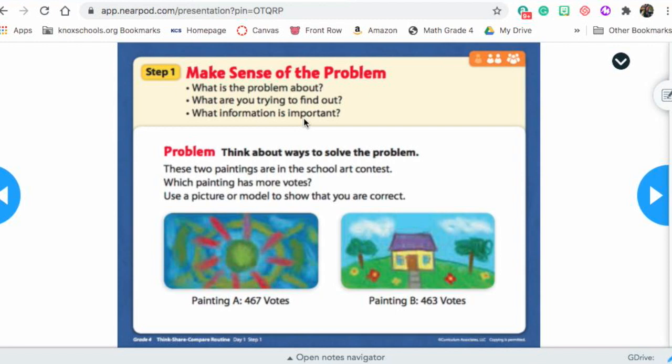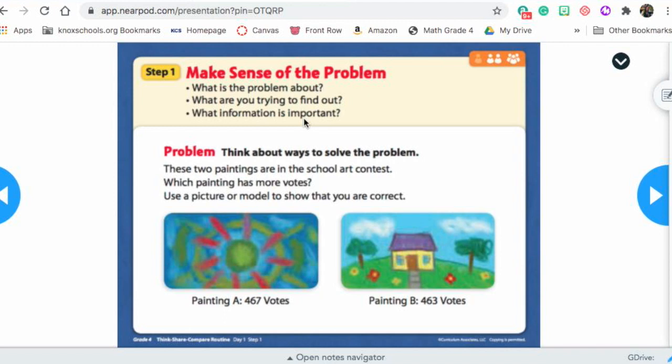So we have to figure out, what is the problem about? What are you trying to find out? And what information is important. So let me model for you how we go about making sense of a problem. The first thing I'm going to do is read it. And when I'm reading it this first time, what I want to think about is, what is this problem about? It's almost like picturing it as a movie in my mind. I'm not going to be thinking about the numbers. I'm going to be thinking about who is in this story, where is this story taking place, and what is happening in this story. I want to be able to picture what's going on in my brain as though it's a movie.